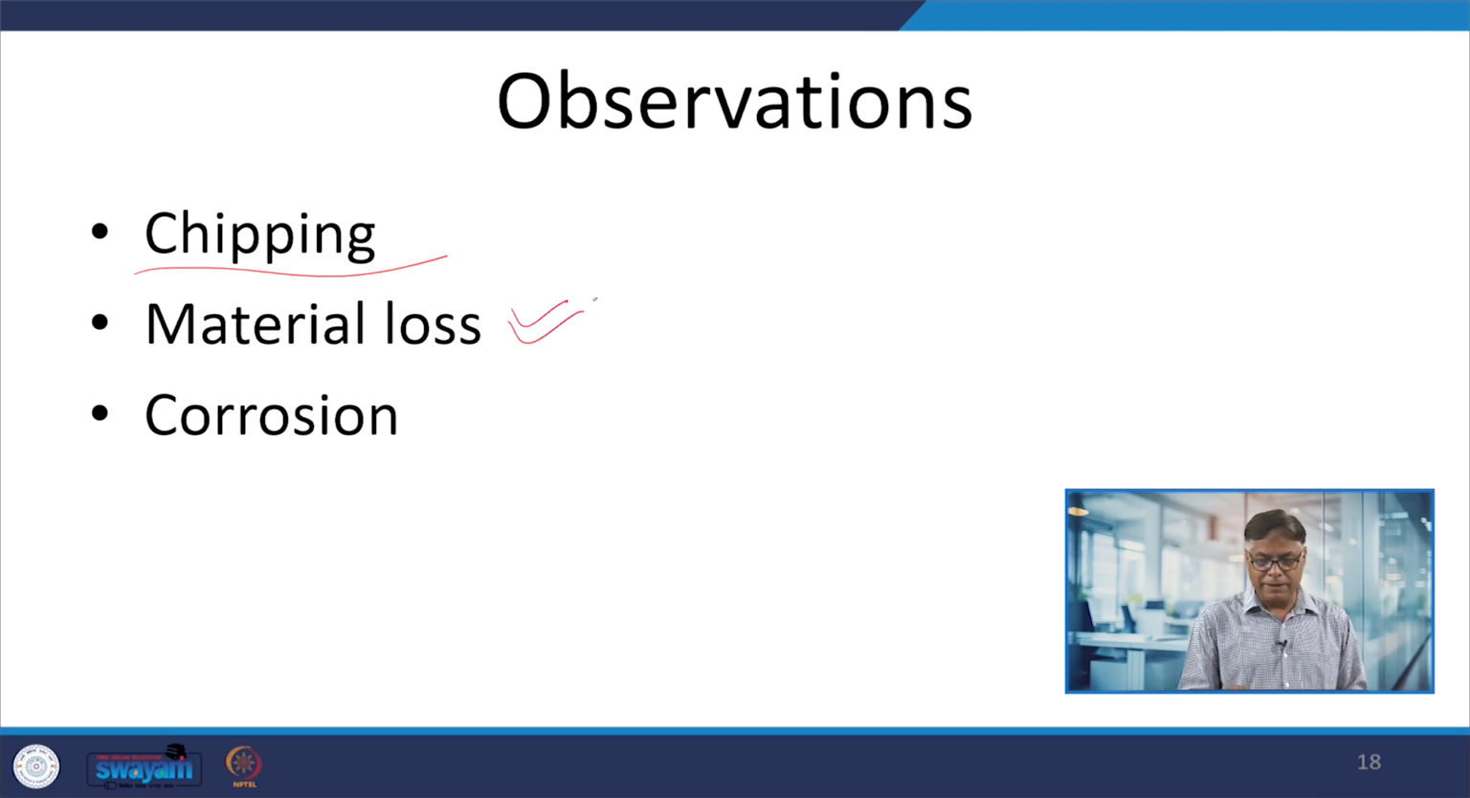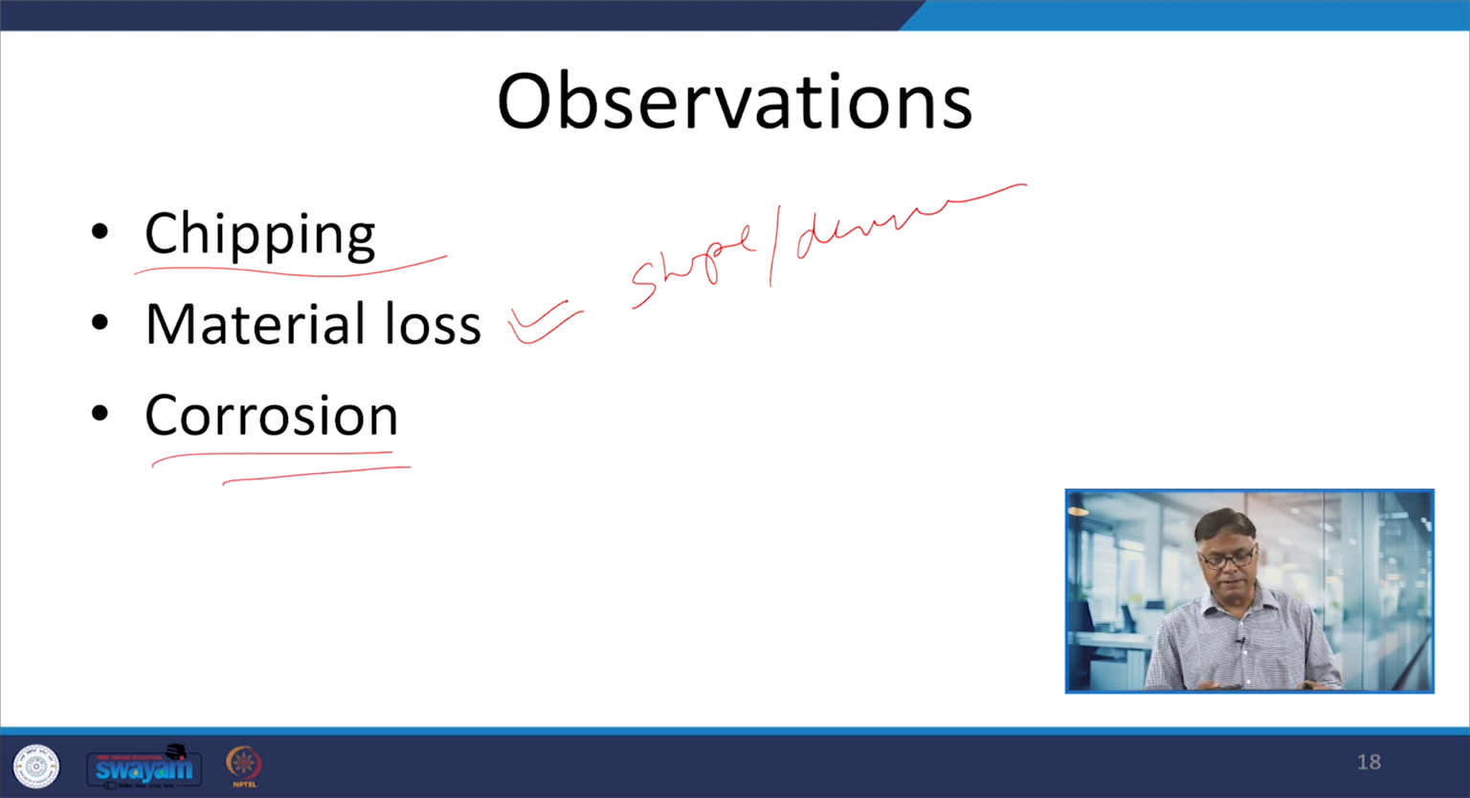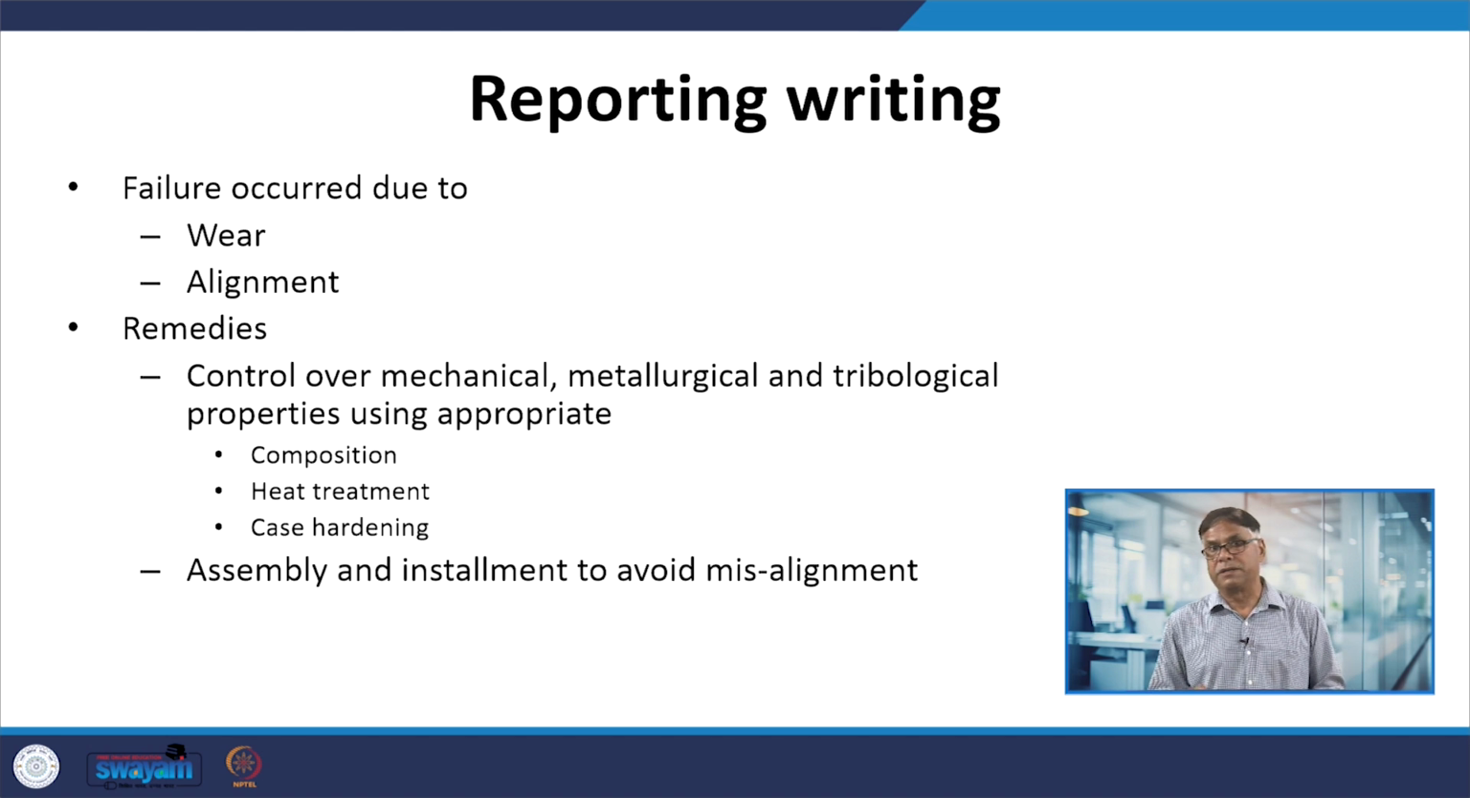This loss of material led to a change in shape and dimensions, and this was also caused by the reaction products formed by the coolant during the operation, which were getting removed during the operation. All these things led to the loss of material and loss of shape and dimensions of the die, which led to the failure. So, the failure occurred due to wear; multiple reasons and multiple mechanisms were working, including misalignment.